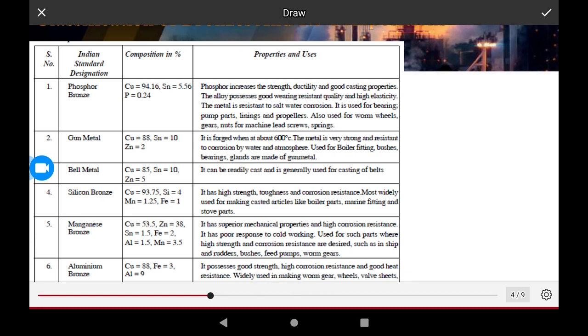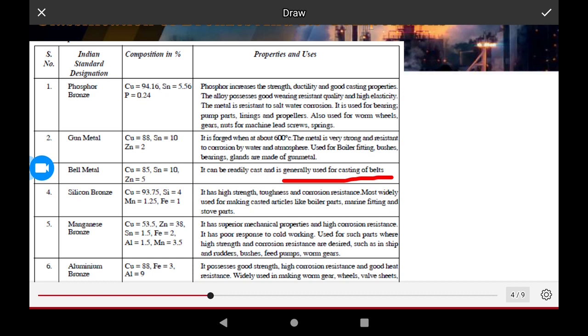Bell metal. The chemical composition of bell metal is copper 85%, tin 10%, and zinc 5%. It can be readily cast and is generally used for casting bells. Silicon bronze: copper 93.75%, silicon 4%, manganese 1.25%, and iron 1%.